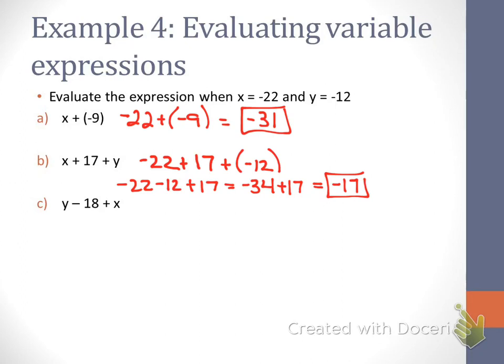All right, so let's make our substitutions. We have negative 12 minus 18 plus negative 22, all negative. So I can add them all together and just keep my common sign, negative 34 plus 18, negative 52. Did you get negative 52? Negative 52 is the answer.